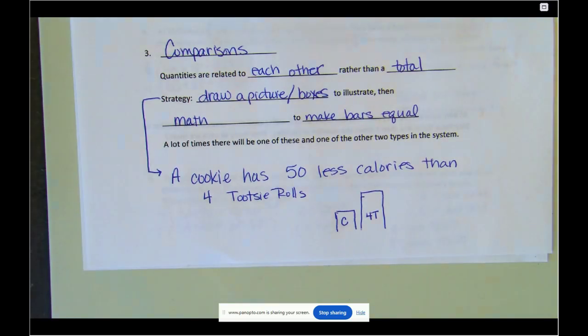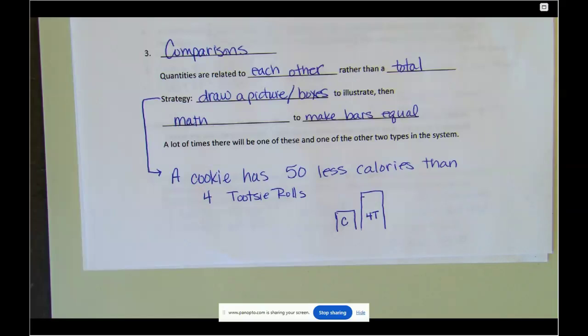So do you see how that picture illustrates what we've got going on? The cookies have less calories than 4 Tootsie Rolls. I'm just drawing a picture. My brain thinks like height, okay? Because that's how my brain thinks. Maybe that's just being a short person. You just think that way. Okay, the cookie has 50 less calories than 4 Tootsie Rolls.